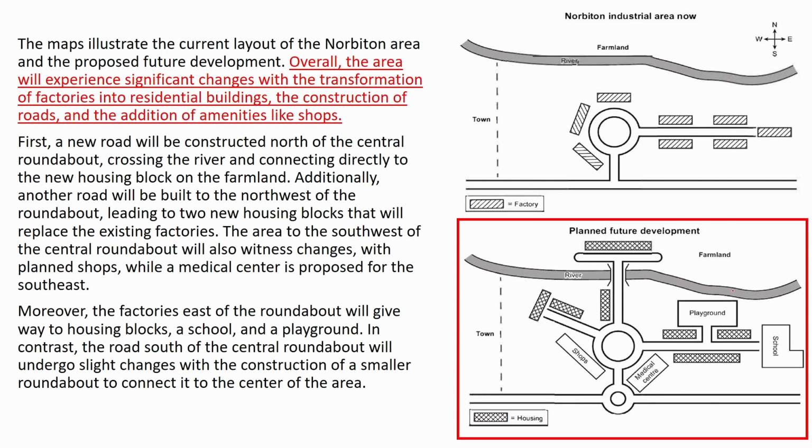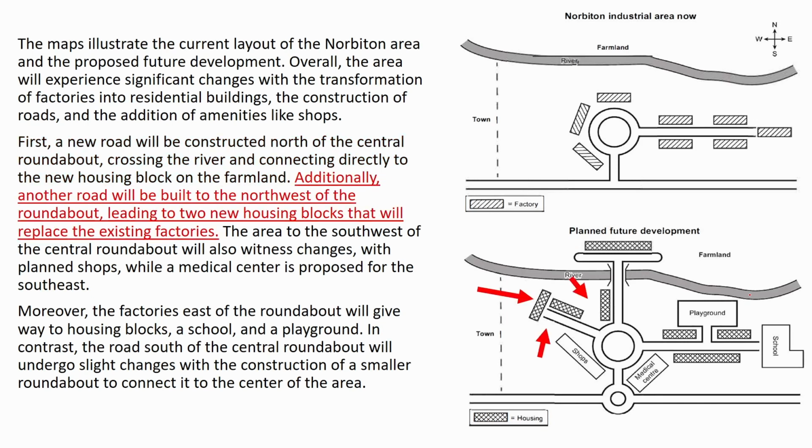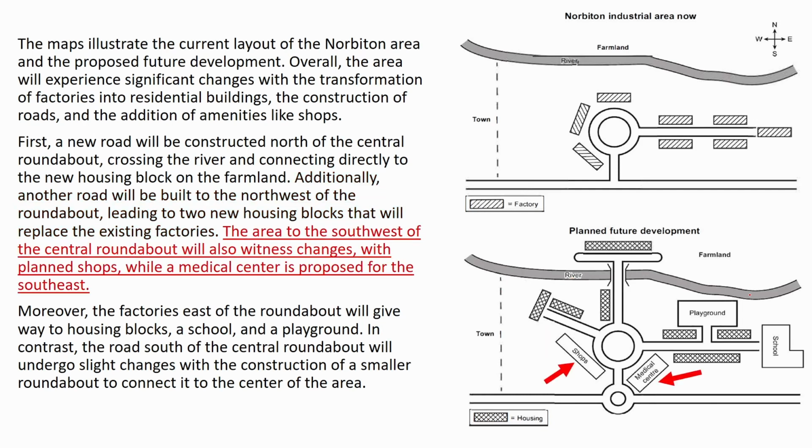Now, about the details, so I will start from the north and then the middle side and then the south. It's more logical to start with the most important changes to the least important changes. First, a new road will be constructed north of the central roundabout, crossing the river and connecting directly to the new housing block on the farmland, the middle side. Additionally, another road will be built to the northwest of the roundabout, leading to two new housing blocks that will replace the existing factories. Also to the south of the roundabout, the area to the southwest of the central roundabout will also witness changes with planned shops, while a medical center is proposed for the southeast.